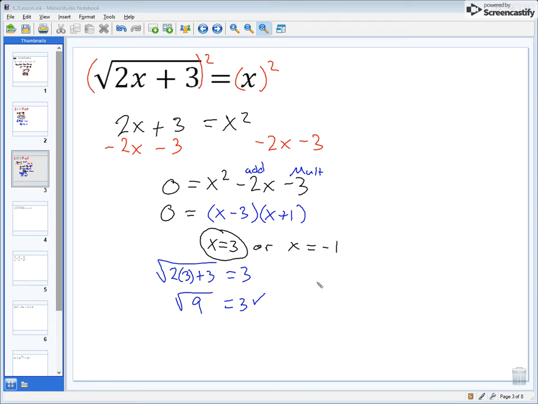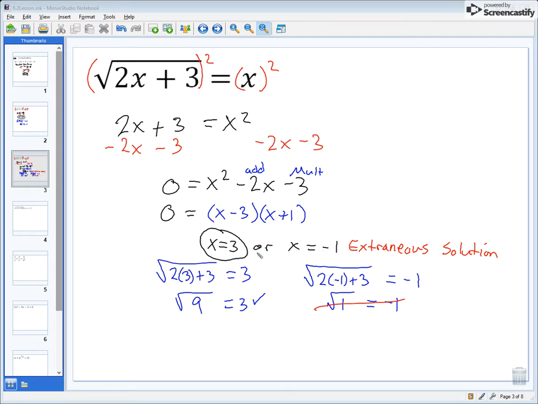We look at negative 1. So we take the square root of 2 times negative 1 plus 3. Does that equal negative 1? So 2 times negative 1, that's negative 2, plus 3 is 1. Does the square root of 1 equal negative 1? No, it doesn't. So that one is not a solution. It's called an extraneous solution. Meaning it's an extra solution that we got when we squared both sides. So x equals 3 is our only answer.